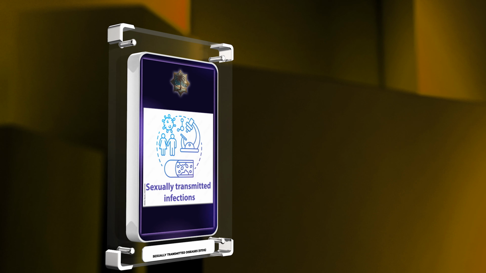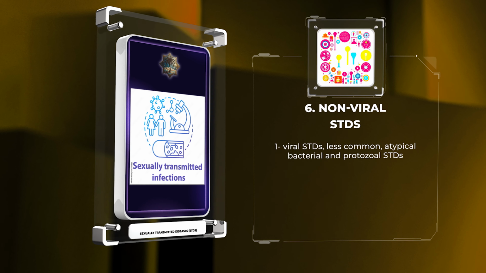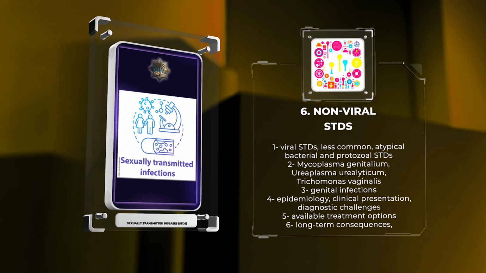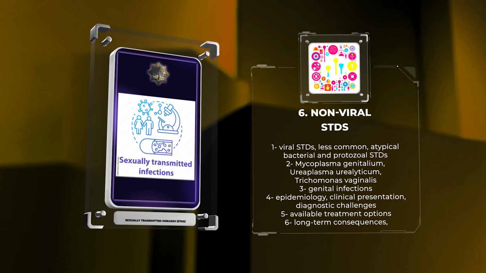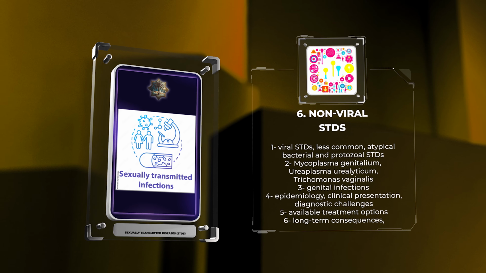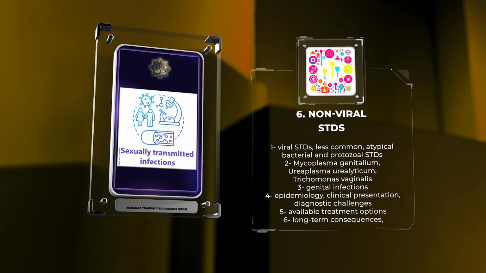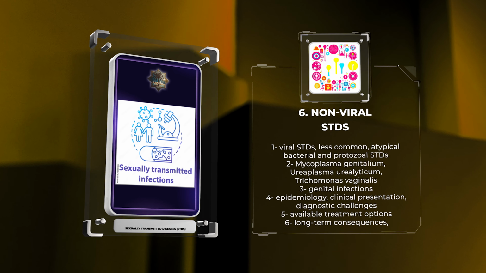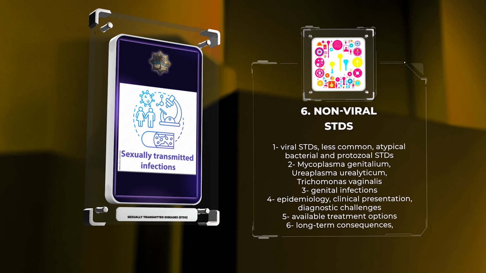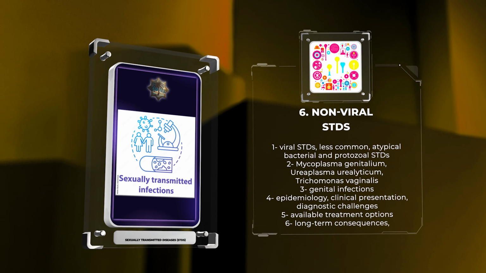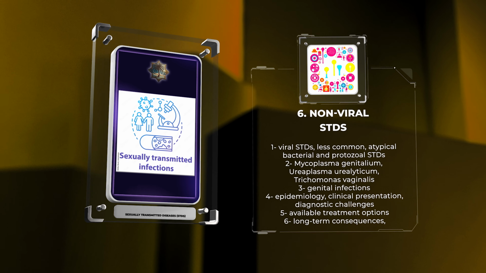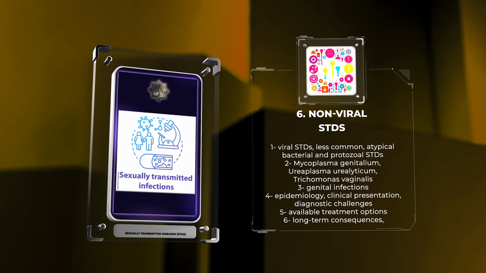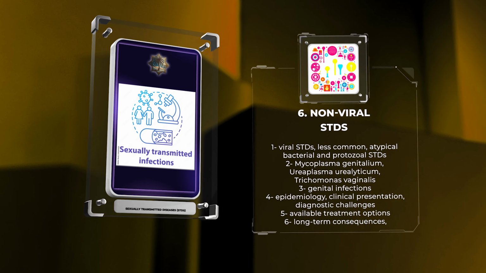While viral STDs often take the spotlight, it is crucial not to overlook the less common or atypical bacterial and protozoal STDs. Mycoplasma genitalium, Ureaplasma urealyticum, and Trichomonas vaginalis are among the notable non-viral pathogens associated with genital infections. This topic will explore their epidemiology, clinical presentation, diagnostic challenges, and available treatment options. Emphasis will be placed on recognizing the long-term consequences of untreated infections and the importance of accurate diagnosis.